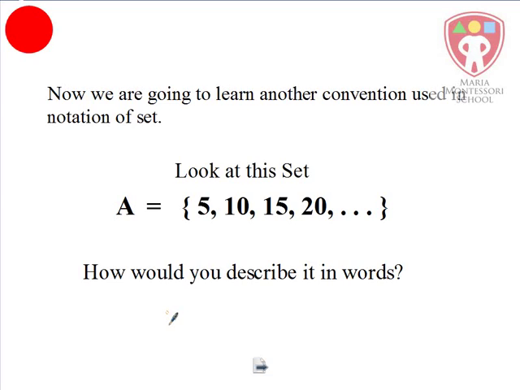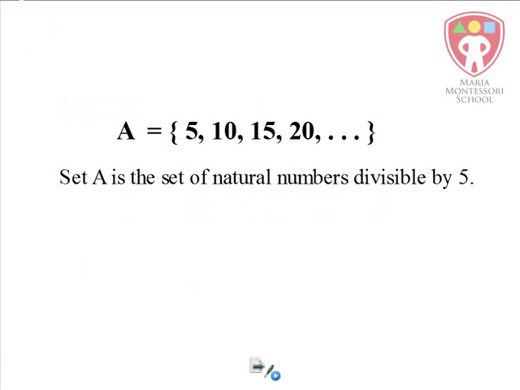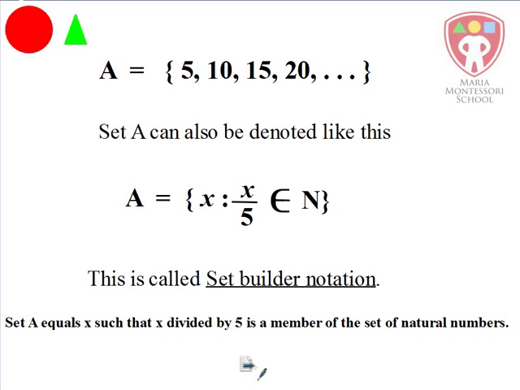Now we're going to learn another convention used in notation of sets. Look at this set. How would you describe this set in words? Pause the video and discuss it as a class. Yes, set A is the set of natural numbers divisible by 5. You could also say that set A is the set of multiples of 5. Here is another way of representing set A. Pause the video and copy the slide.